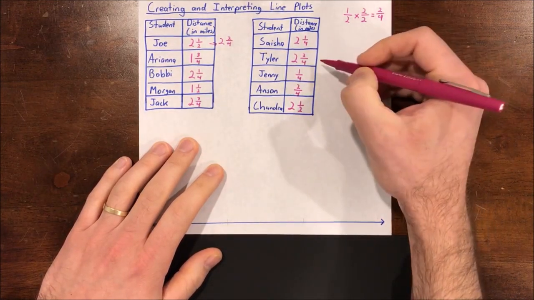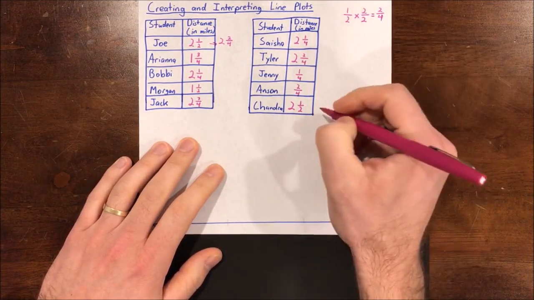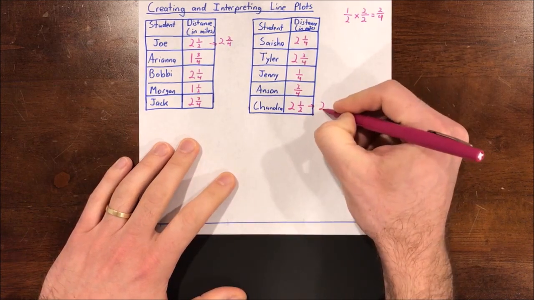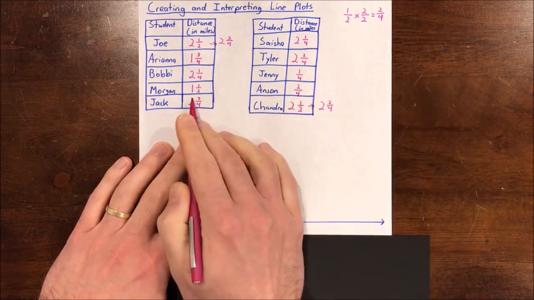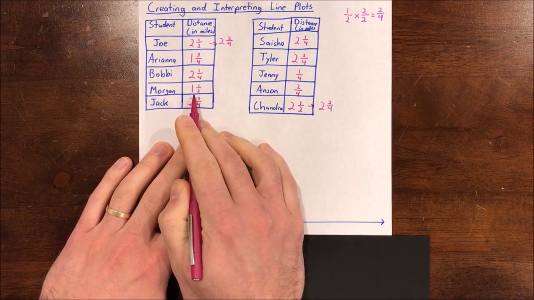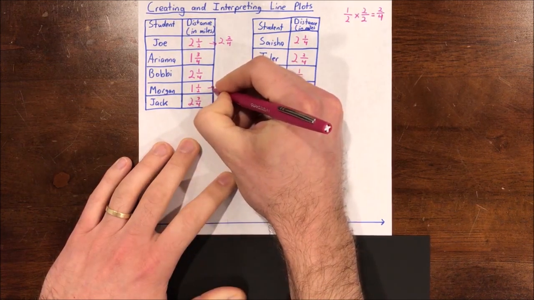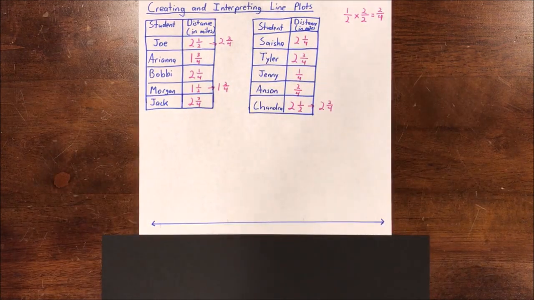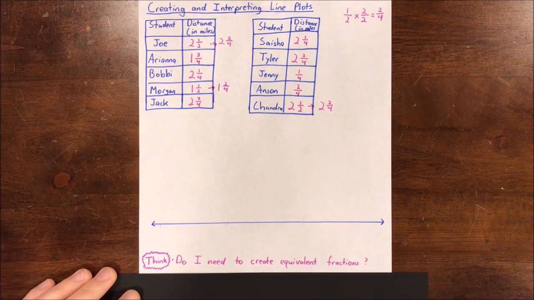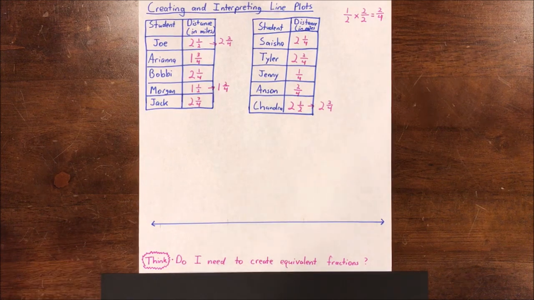What about this one? Same thing, right? 2 and 2 fourths. And here, say it out loud. Yeah. 1 and 2 fourths. Okay, great. Now, all of my fractions have the same denominator. When we're plotting fractions on a number line, the first thing we have to think is, read it with me, do I need to create equivalent fractions? All right, great.